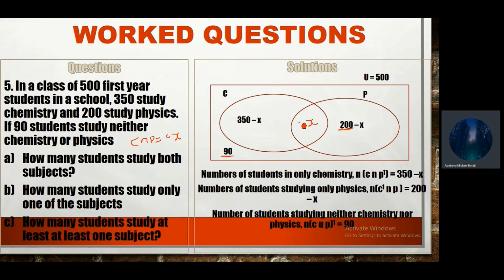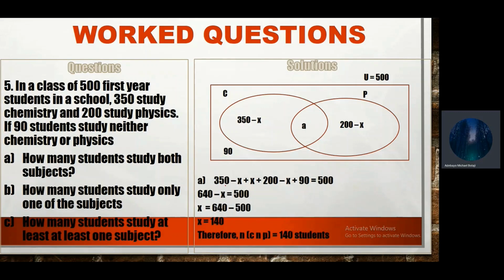So what do we do? We subtract X from chemistry, we subtract X from physics. That's why we have 350 minus X and 200 minus X. To find X, as we've said, you add up everything. So we add this plus this plus this plus this. Is that okay?